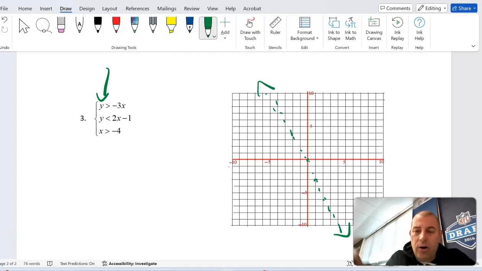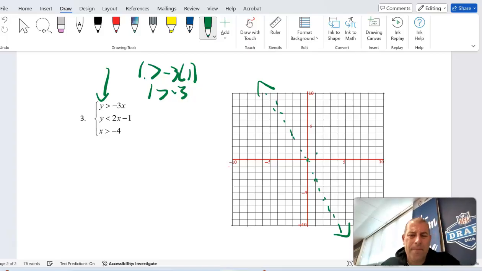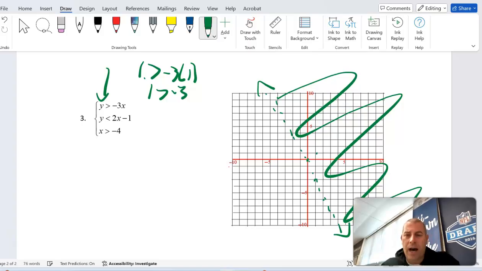Plug in 0 for x. Oh, I can't, because it's right on the line. So I'm going to grab the ordered pair (1, 1). Is 1 greater than negative 3 times 1? Is 1 greater than negative 3? Yes, it is. So we're shading over here. I'm not going to go crazy with it because I'm going to have the overlap. Let's grab the next one.